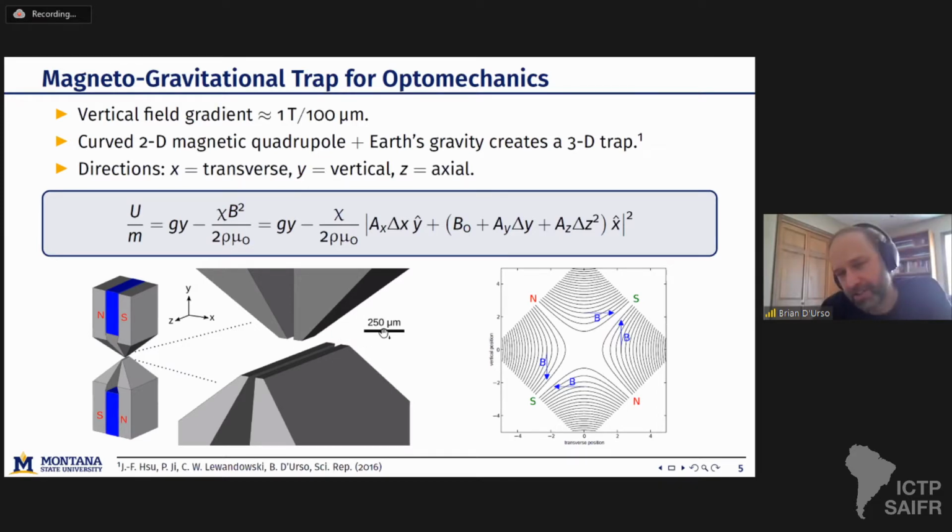The motivation for making a trap this way is, for one, we can make a stronger 2-dimensional quadrupole. And secondly, the highly anisotropic trap results in 3 essentially independent oscillation frequencies. So it's easy to distinguish the oscillation frequencies in the 3 directions in the trap.